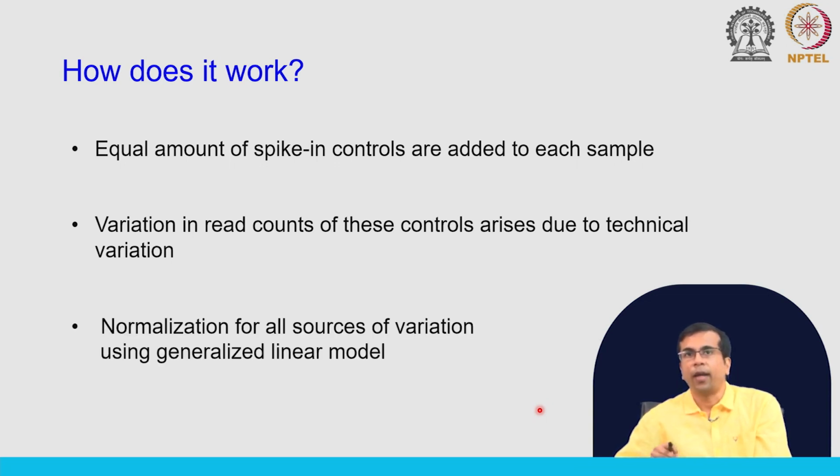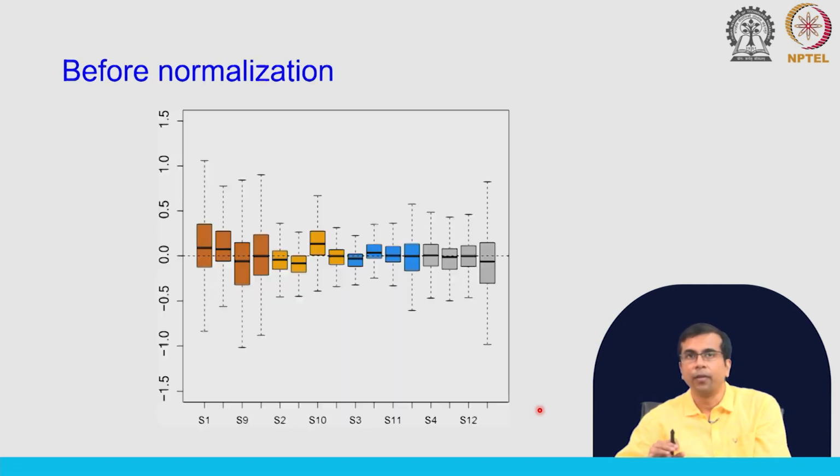Using this control, we can now normalize for all sources of technical variation using a generalized linear model. Researchers have done that, and there are packages. We will see these things later on when you do the hands-on, where we will actually do this process, and we can remove this unwanted technical variation. I will just show this data again, because this data set had these ERCC spike-in controls.